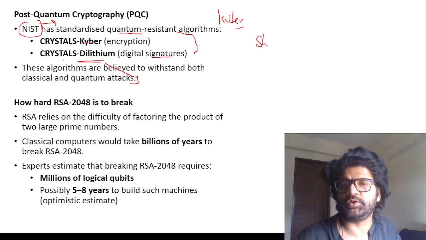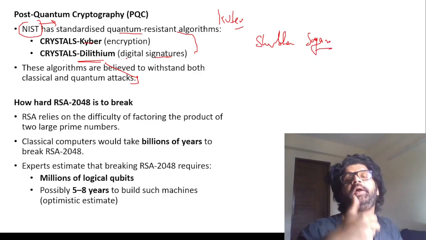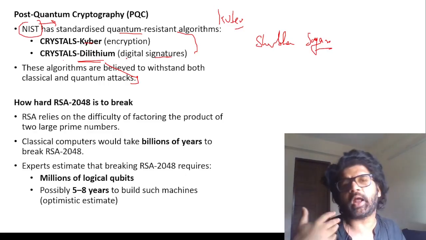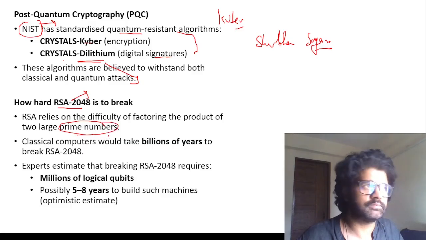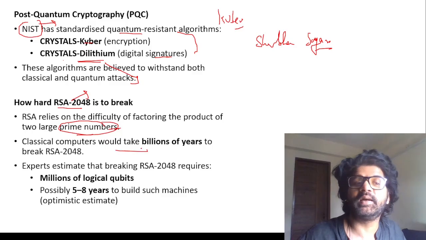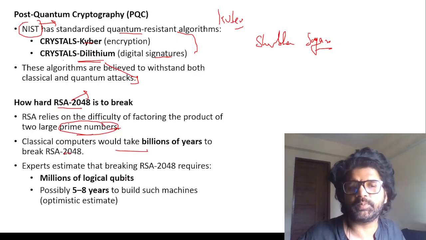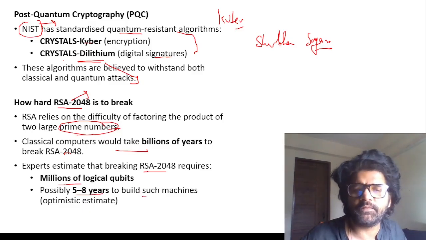Digital signature you may have seen. You also may have signed some of your documents like this. That is digital signature, Dilithium and all. So we are preparing for that particular day when a quantum computer can break our encryption. How hard is it? RSA 2048, the current encryption, is difficult to break. It involves prime numbers, where one and itself are the only factors. Hope you know these things. A classical computer will take billions of years to break it. Expert estimates say RSA 2048 requires millions of qubits, possibly 5 to 8 years to build such machines. And we currently have very few qubits.